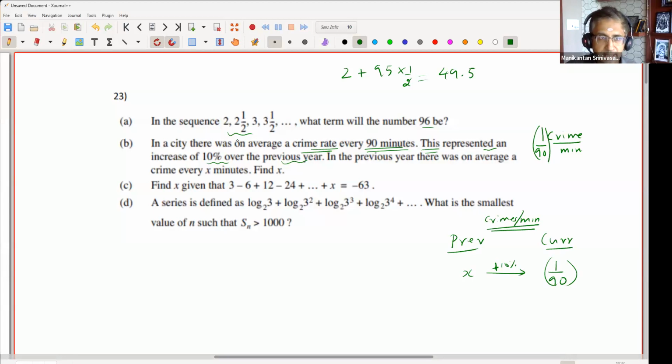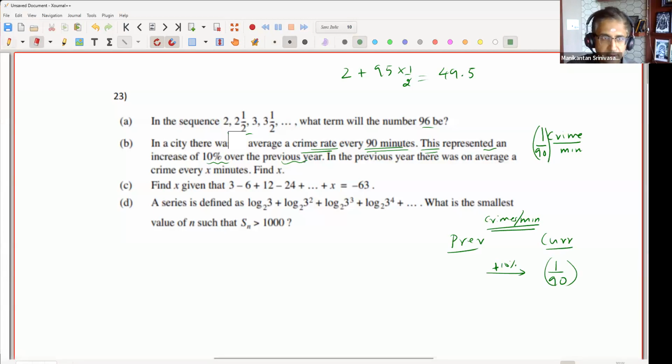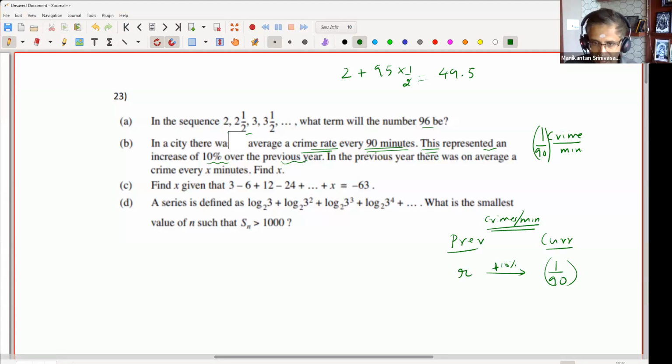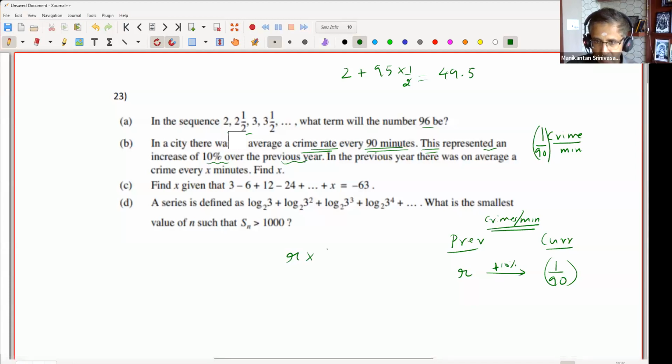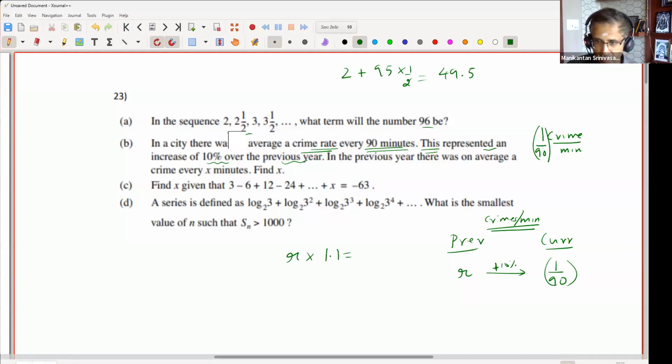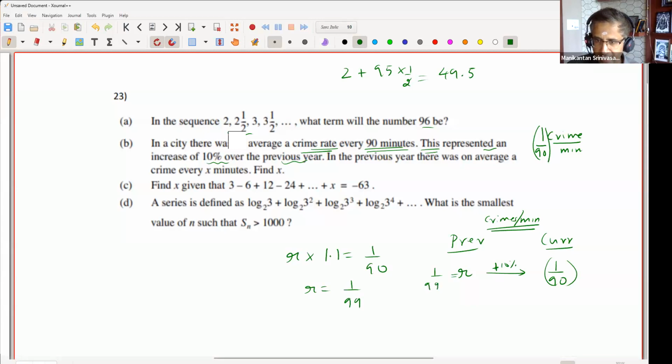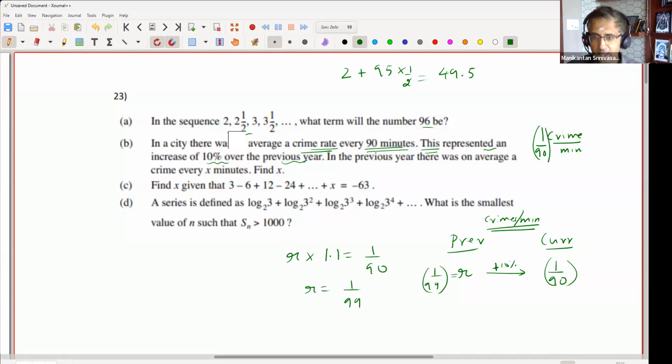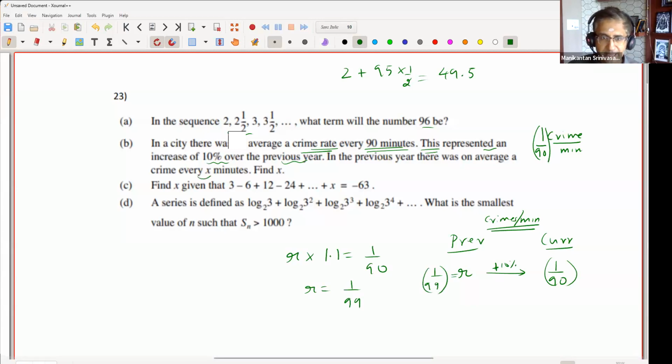So, I should not say X here. This is the rate here, right? I'll just say R for rate. Okay. So in other words, the rate R last time times 1.1, or 10% higher, has now become 1 by 90, which means R is 1 by 1.1 times 90, which is 99. So this R was 1 crime per 99 minutes. So in the previous year, there was an average crime every X minutes. Find X. X is 99.